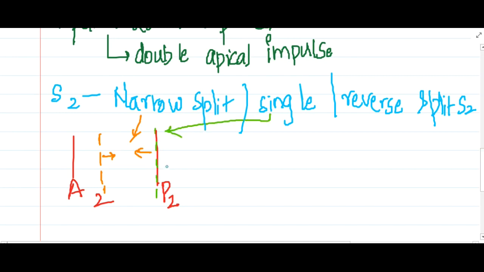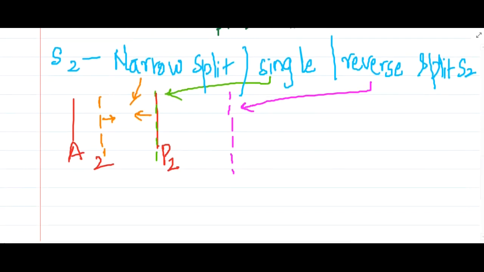Later this A2 is further and further delayed, because of severe aortic stenosis it takes longer time for emptying the left ventricle. So as a result the A2 will be further delayed, resulting in reverse split S2. So this is the reason why there is first narrow split S2. As the severity increases, it progresses to single split and reverse split S2. It is seen in both hypertrophic cardiomyopathy and also aortic stenosis.